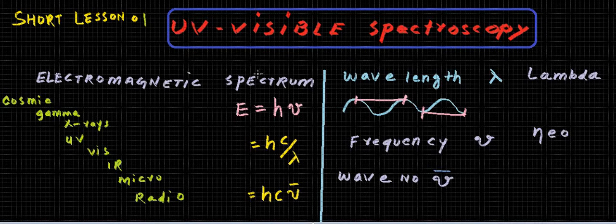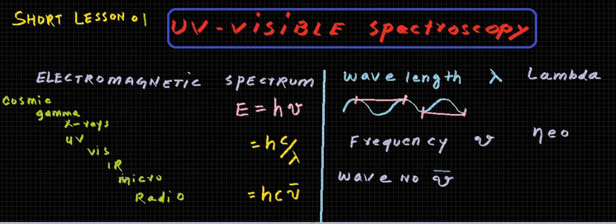The electromagnetic spectrum, as we know, consists of all these types of radiations which have been divided because of their energy differences.